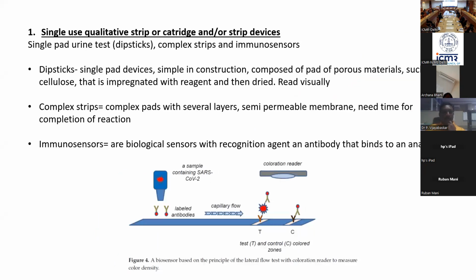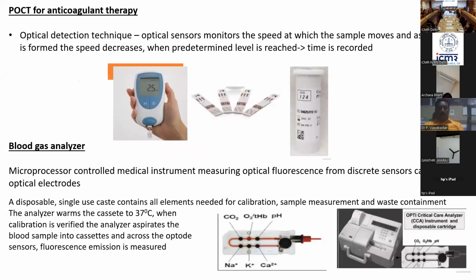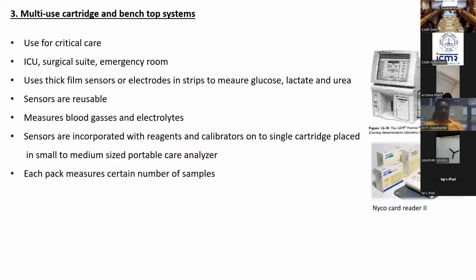So coming to the single-use qualitative strip, this could be a simple dipstick or a complex strip or an immunosensor where you have a tagged antibody. Whereas your quantitative test, basically these are also strips, but you need a monitoring device. An example of this is your glucometer. So you have n number of strips, which is only a one-time use, but you insert it into a device so that it gives you a quantitative reading. Similar to this is in your anticoagulation, you do your PTINR, you have a POCT for this too. Blood gas analyzers, all this come in that.